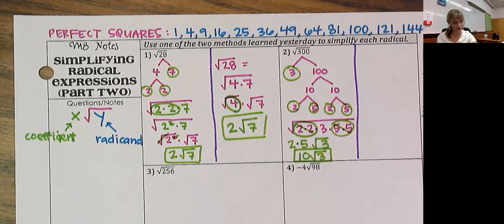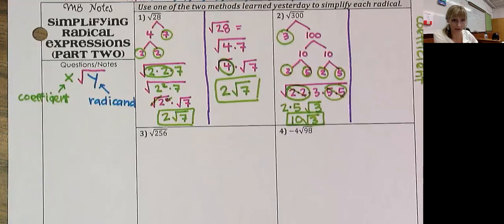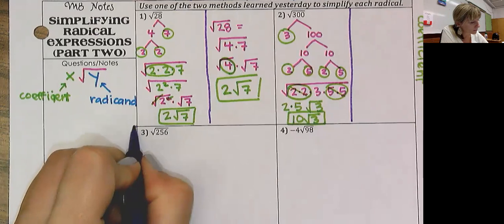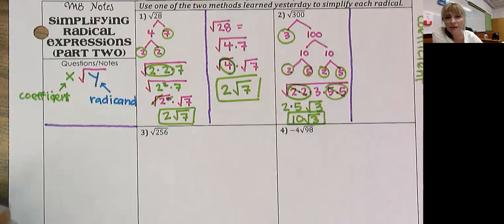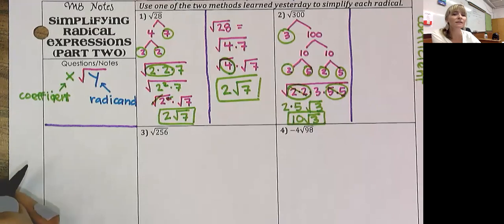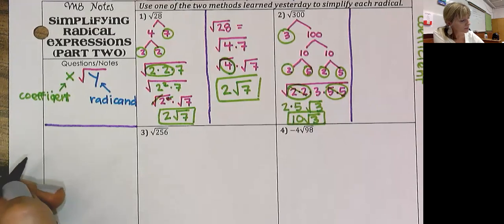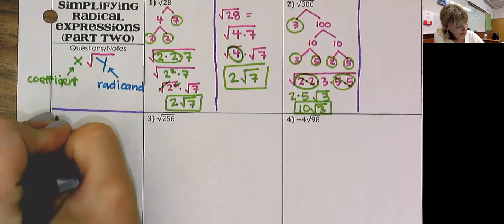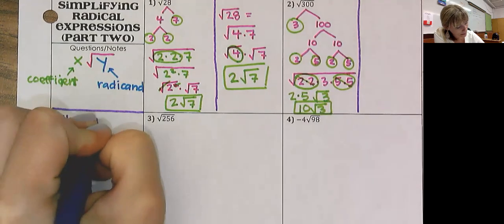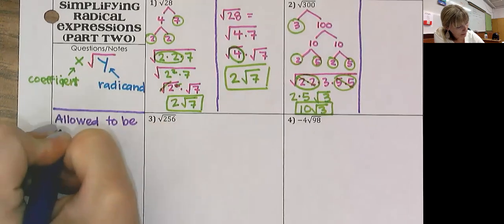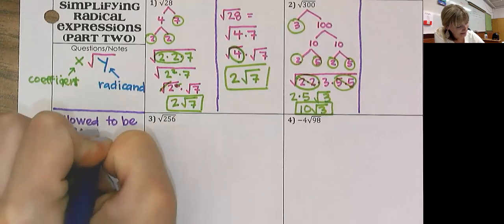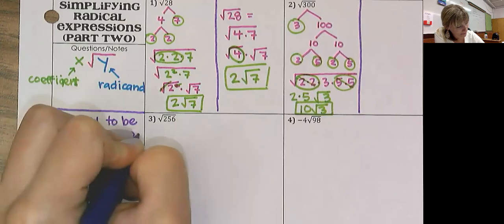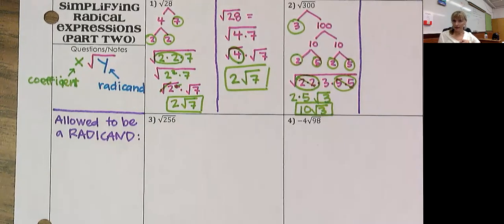Okay, so that's the first important thing I need you to know. Next important thing I need you to know is this: if you have fully simplified a radical, I'm going to tell you right now some numbers that are allowed to stay inside, numbers that are allowed to be a radicand. Not everything can be a radicand. I mean, it can be, but not if you've simplified it.